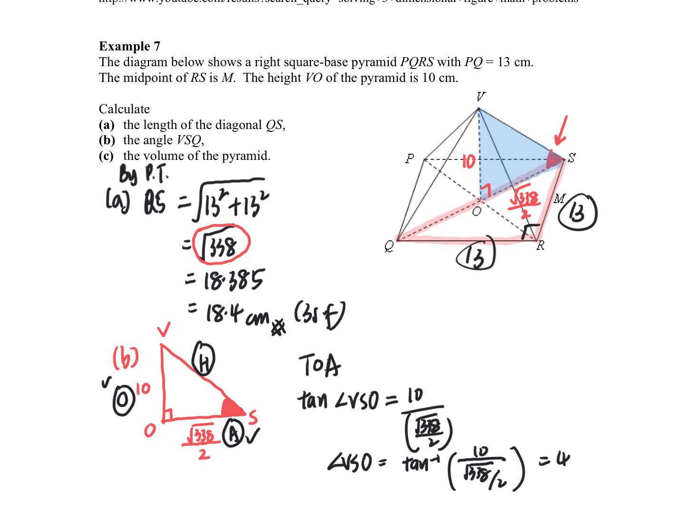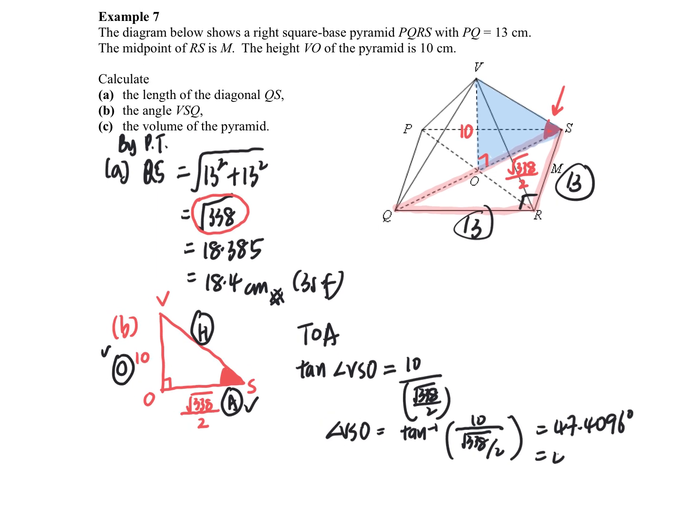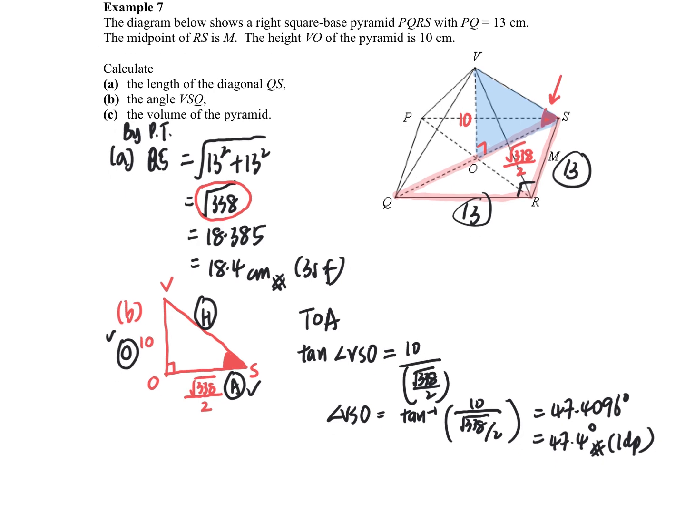Okay, then we get 47.4096. So leave to 1 dp, 47.4. Okay, last one, volume.